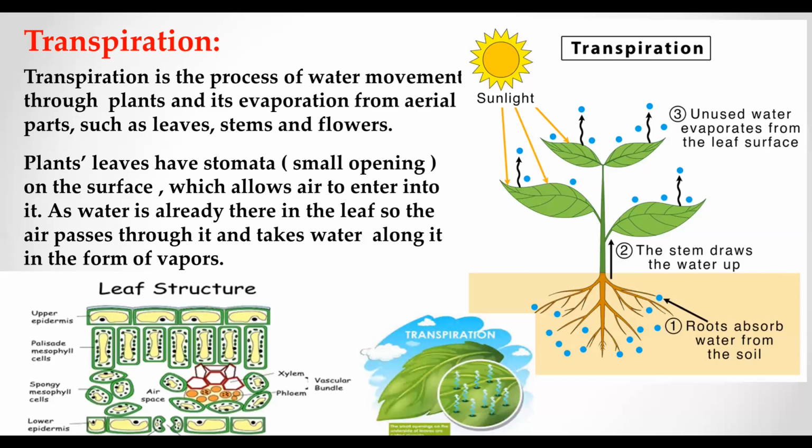So when air enters into the leaf through the stomata, there is an air space, and the water molecules are also around it. Then the air absorbs the water molecules from here and takes them back to the atmosphere in the form of water vapors. So the unused water evaporates from the leaf surface in this way because the sun gives it heat. The heated air enters into the leaf and the air takes the water vapors from the leaf outside, and this is called the transpiration process.